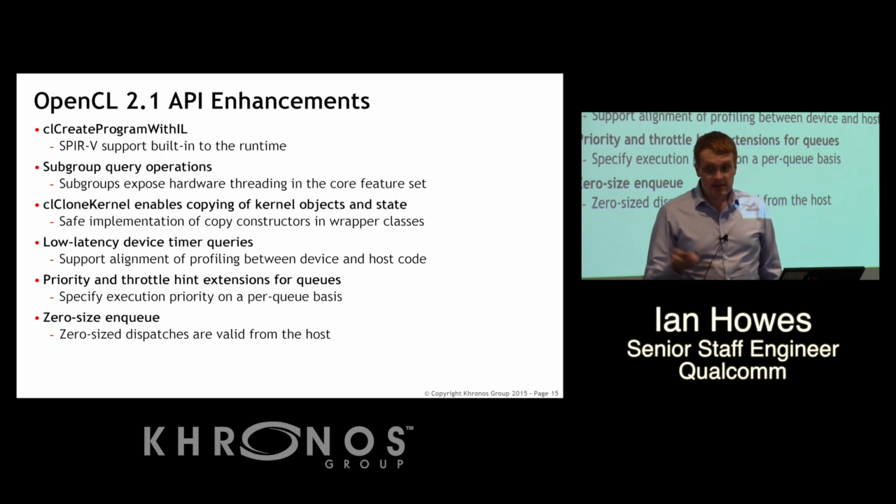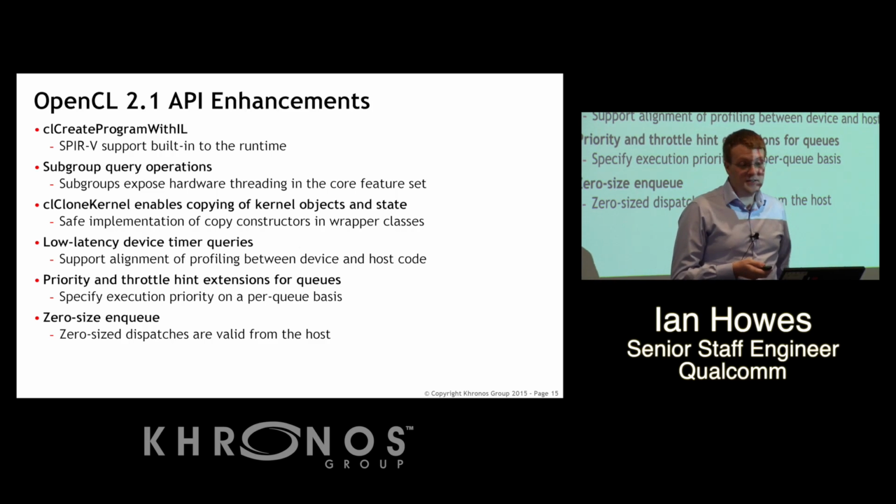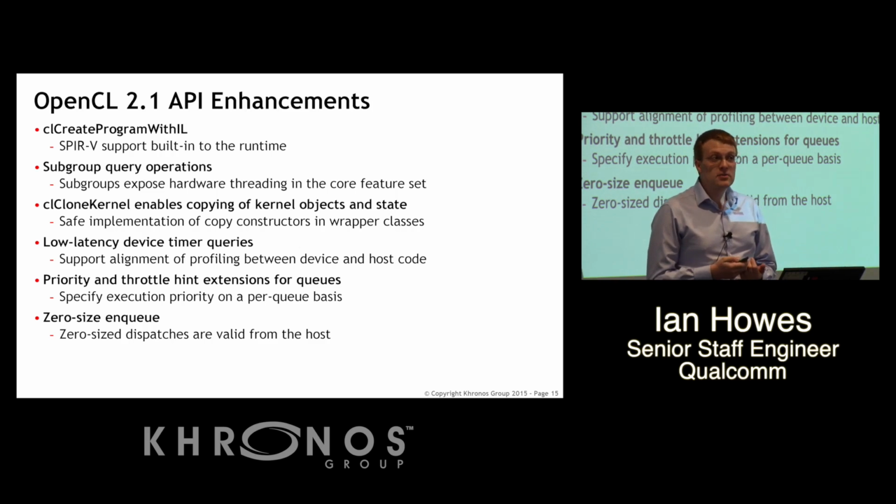Now the biggest thing, as Neil hinted at, is the standardized way to consume the SPIR-V intermediate language. And in fact, this is to be the primary way to consume the C++ kernel language as well, which is the second one of the big features. The other thing that we've done is we brought subgroups into the core specification, and subgroups exist to expose the hardware threading in a more portable way.